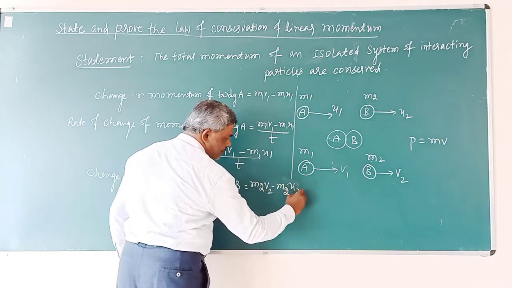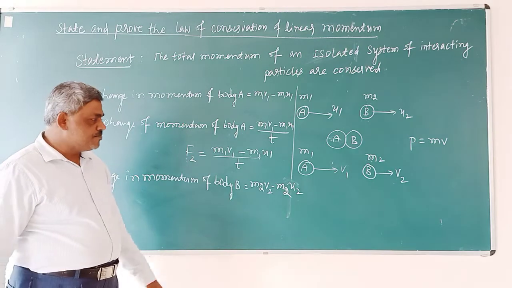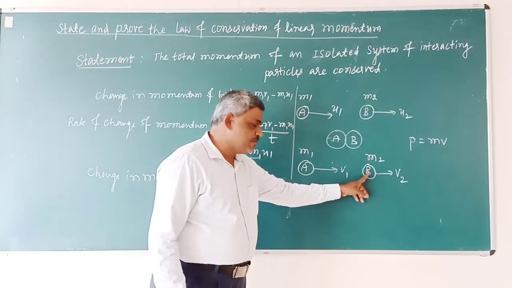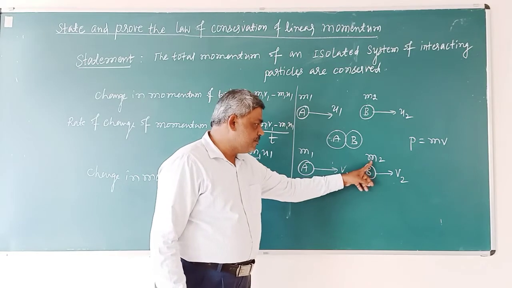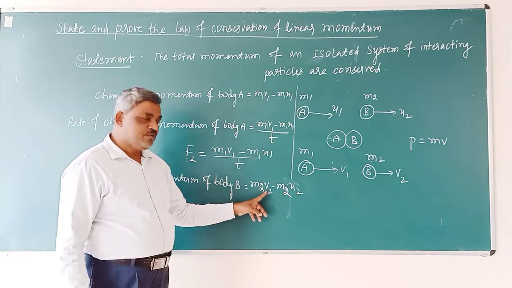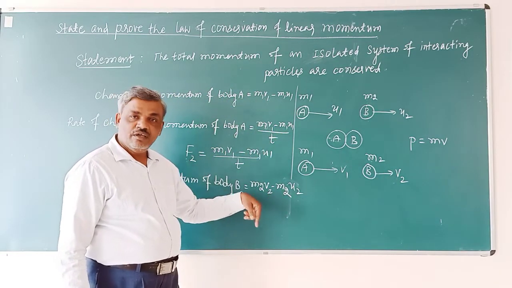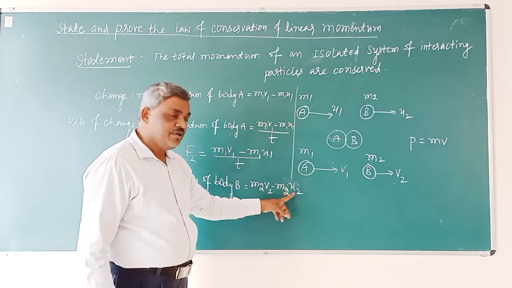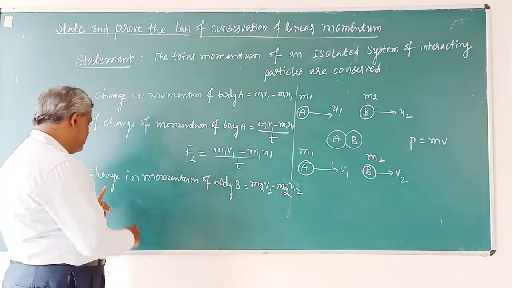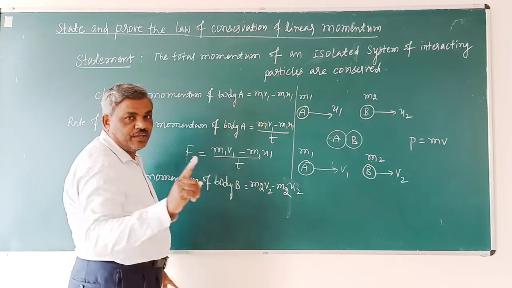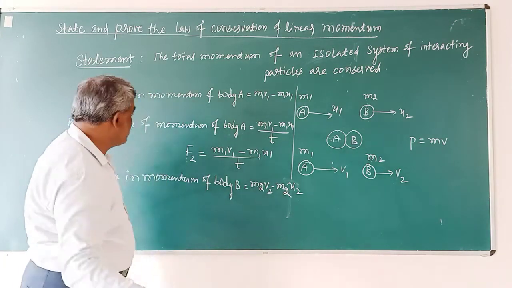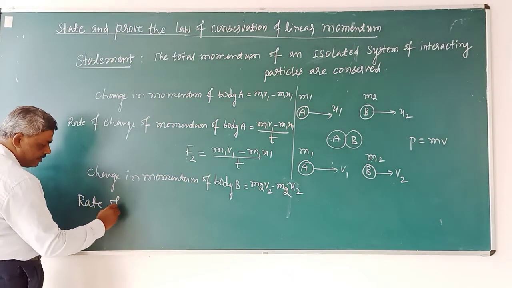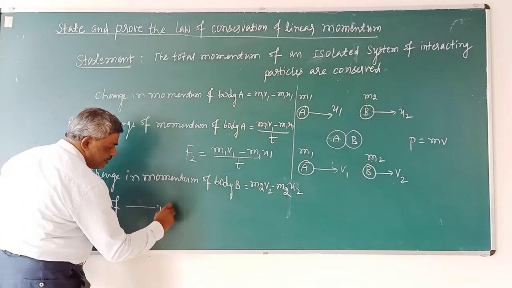Now students, you observe here what? The final momentum of body B is m2 v2, minus the initial momentum of the second body, m2 u2. So the change in momentum of the body takes place in time t seconds. That is the rate of change of momentum of the body.